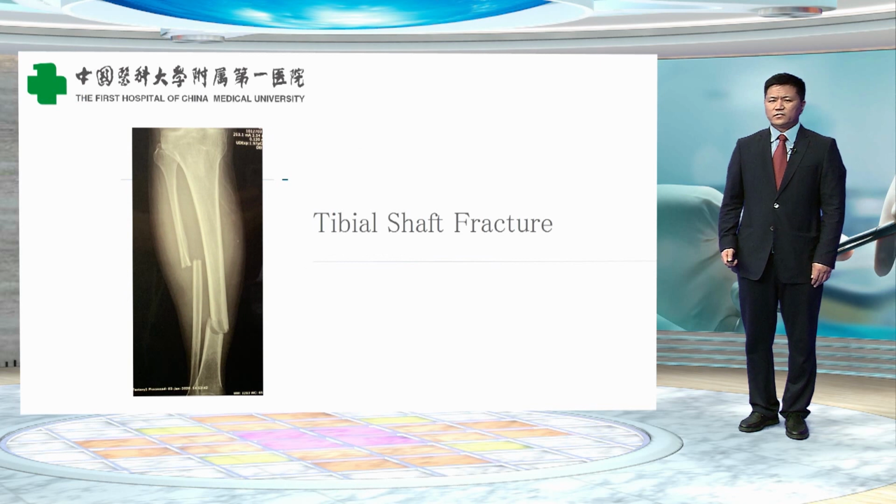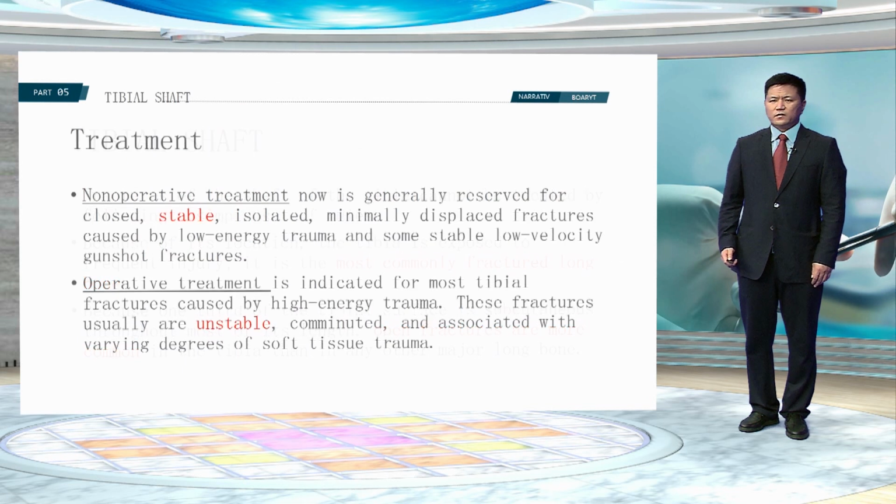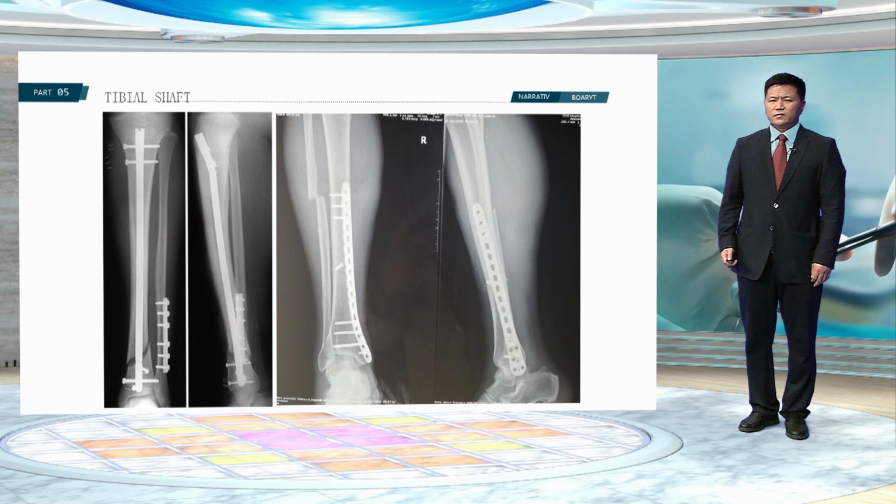The tibial shaft fracture is the most common fracture of the long bones. If the fracture is stable, we can use non-operative treatment. If the fracture is unstable, we can choose operative treatment. For the treatment method, usually we use the nail. And if the fracture is near the metaphysis, we use plates.